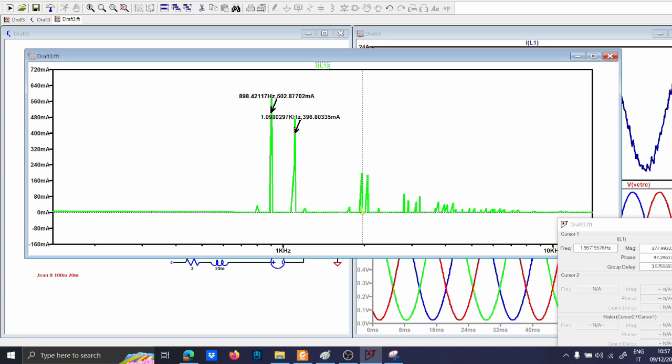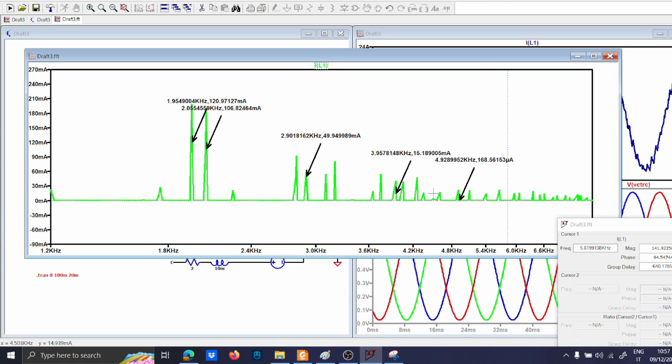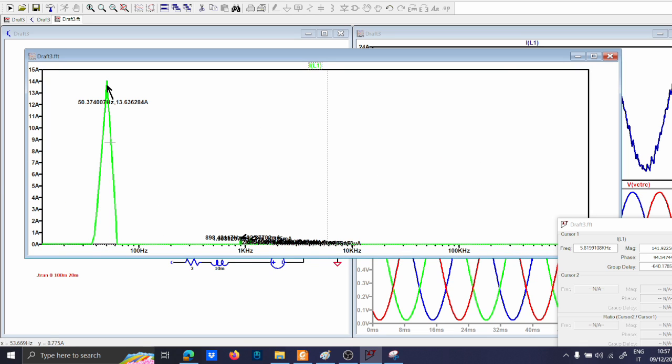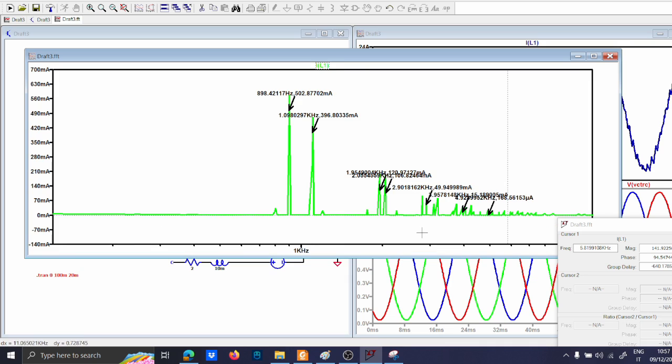Then, this will be the second harmonic at 2 kHz, as you can see. And this will be the third, this will be the fourth, the fifth, and you get the picture. So this is the spectra of the inverter. You have the first contribution at a lesser frequency and the other contributions at the switching frequency.